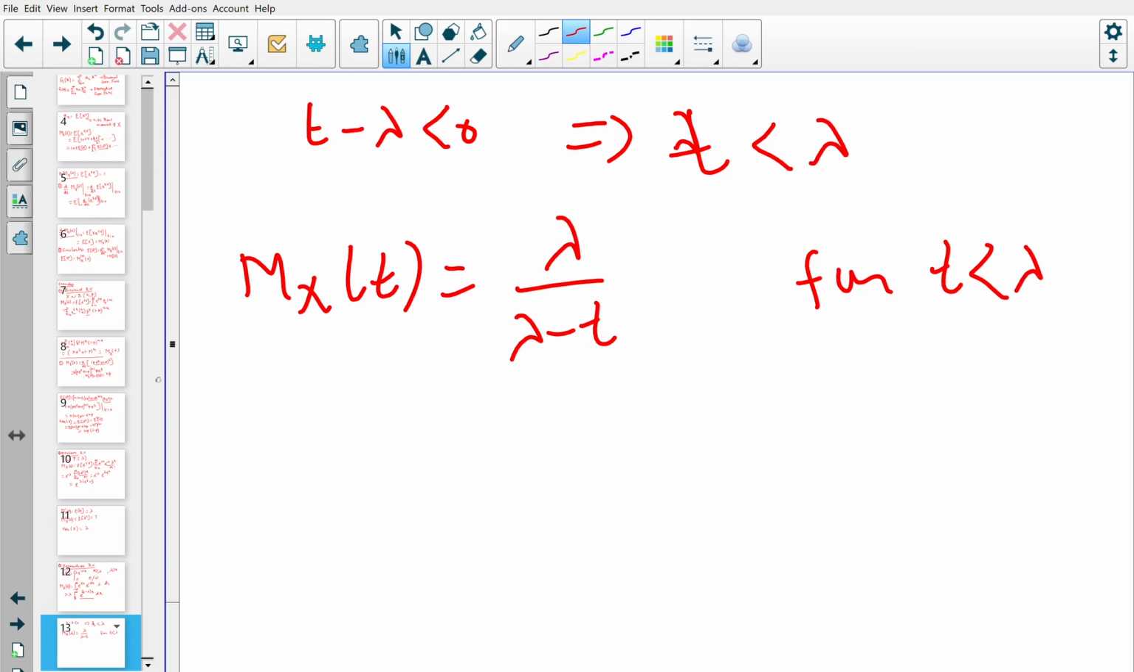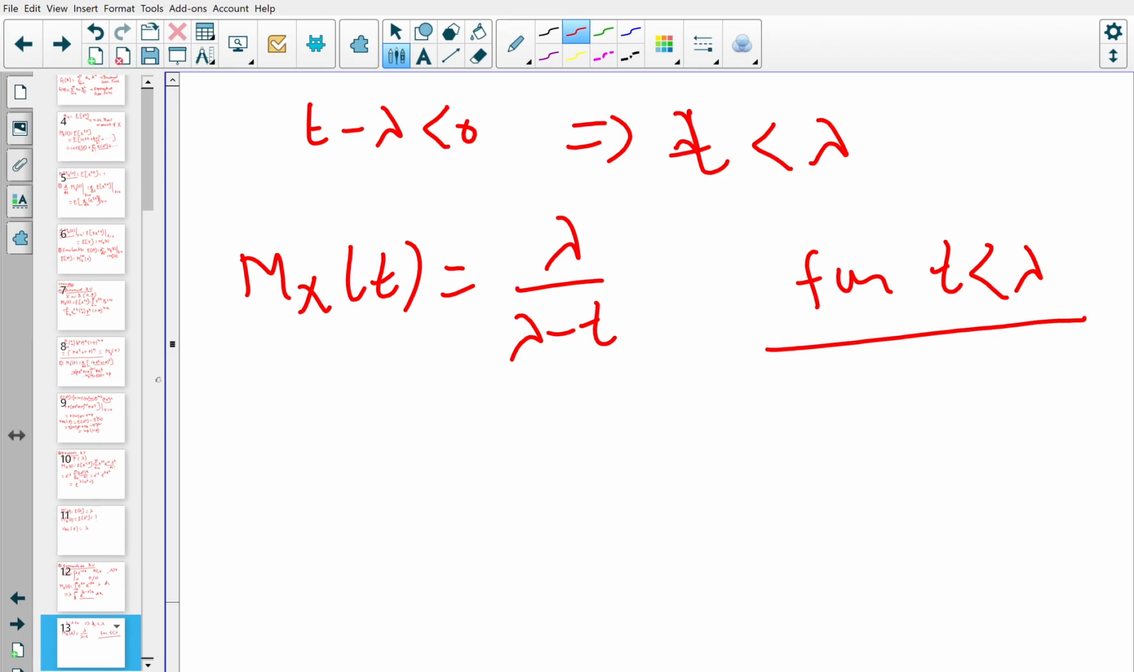So what does that mean? That means for the exponential random variable, the moment generating function does not always exist; it exists only for t less than lambda. Okay, so this is an example that sometimes it may exist or may not exist.